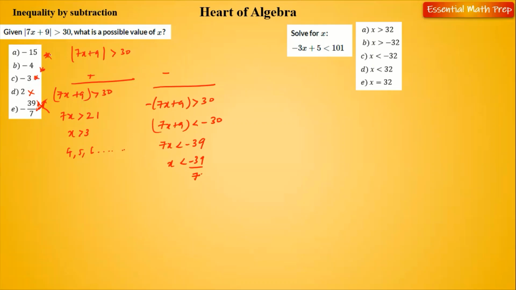So let's go through these one at a time. So what is negative 39 over 7? It's negative 5.5. So x is approximately less than negative 5.5. That means x can have values of negative 6, negative 7, negative 8, and so on. So negative 3 is not possible, negative 4 is not possible. Okay, I got carried away here for a second. So the answer is x equals negative 15.